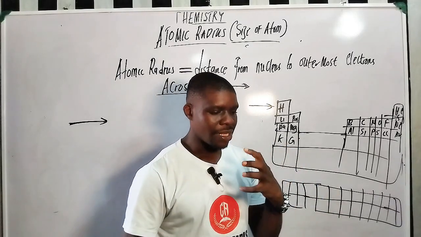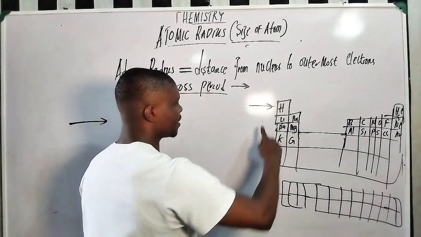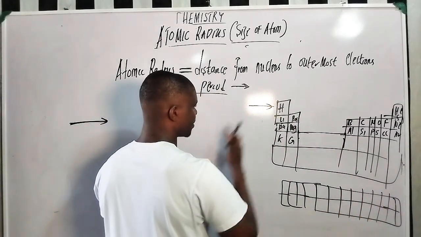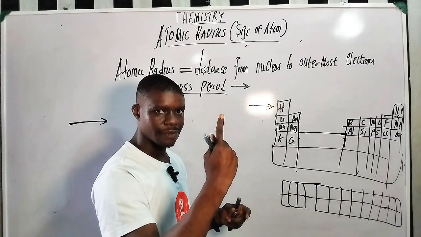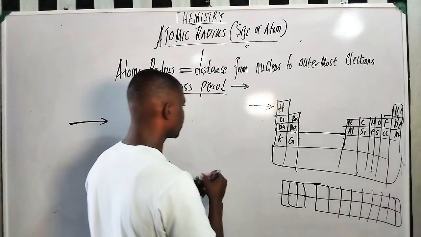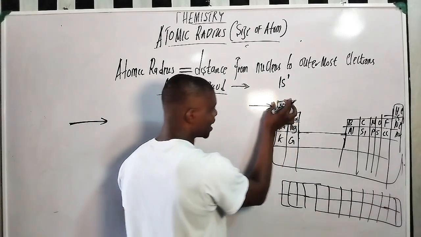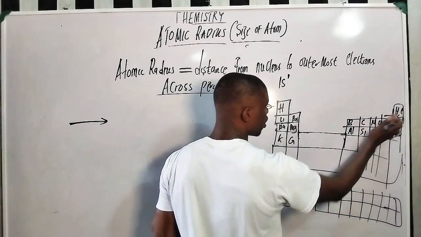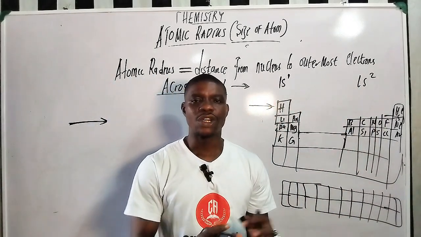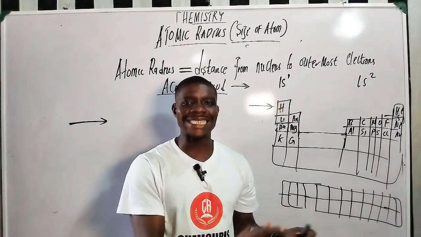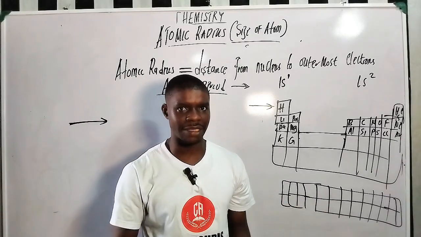Remember, shell means the same energy level. For example, look at elements in period one. Hydrogen has atomic number 1, so you can write it as 1s1 for hydrogen. For helium, you have 1s2. For those of you who have not watched my video on writing electron configuration, please go and watch those videos. They're very, very important.